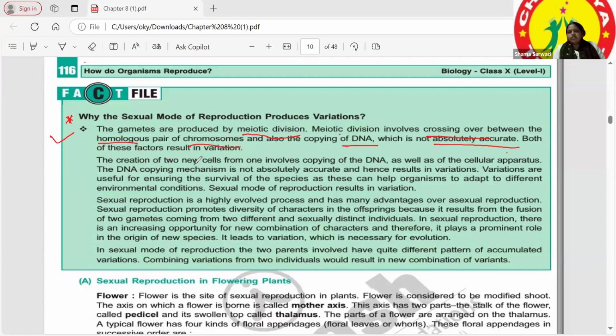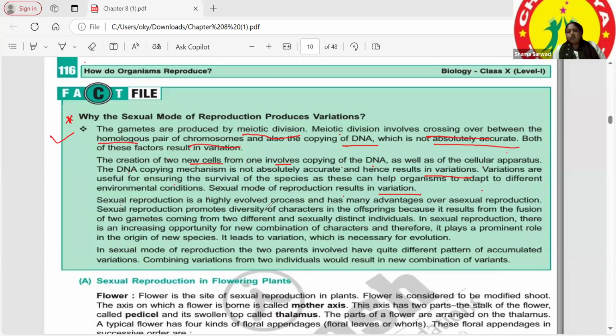After that, what they said: the creation of two new cells from one involves copying of the DNA as well as the cellular apparatus. The DNA copying mechanism is not absolutely accurate and hence results in variations. Variations are useful for ensuring the survival of a species as these can help organisms adapt to different environmental conditions. Sexual mode of reproduction results in variation, and hence individuals born by sexual reproduction can adapt easily compared to asexual reproduction.